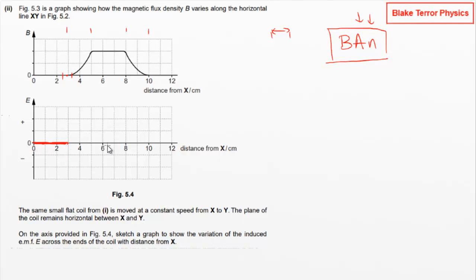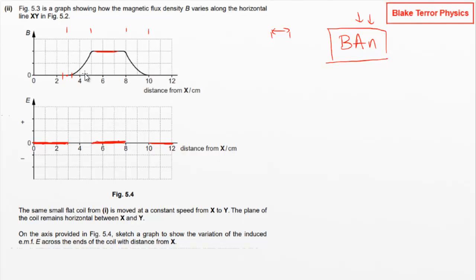So we'll go, that's flat. We'll have it flat between 5 and 8 for the same reason, because B isn't changing. We might have a magnetic field, but it's constant, and we need it to be changing. So we'll have it flat there, and then we'll also have it flat after 10. So we've only got 2 bits where it's changing.